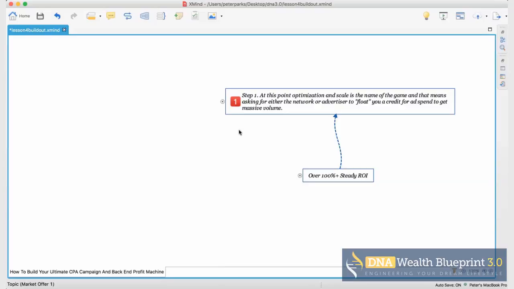So step 1 in this process is, at this point, optimization and scale is the name of the game. And that means you want to go and ask the network or the advertiser to start to float you credit terms for your ad spend so that you can start to get massive volume.